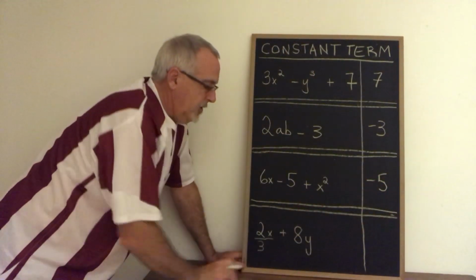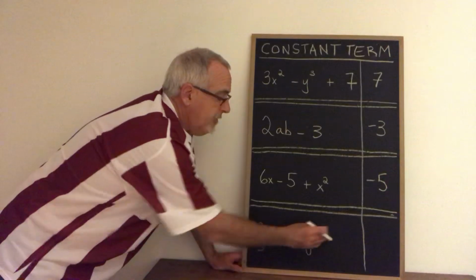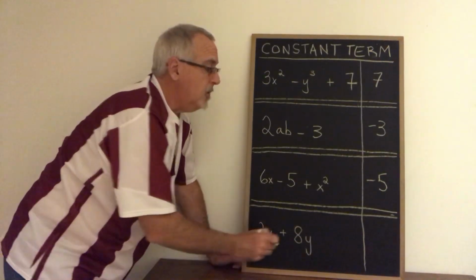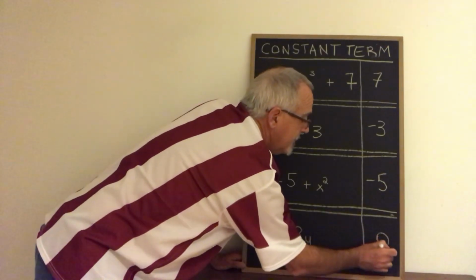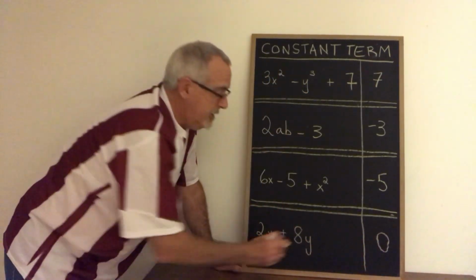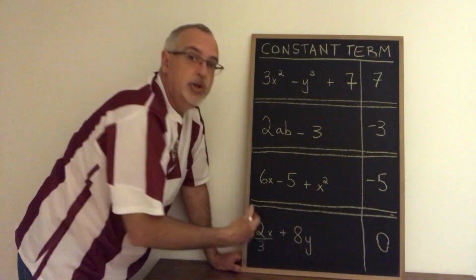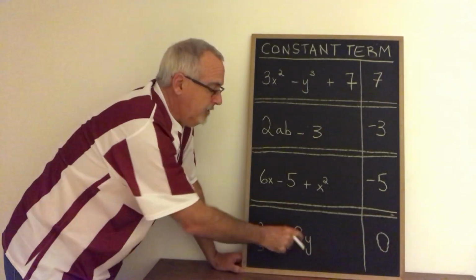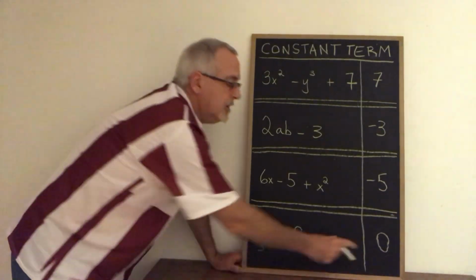And then we get this one, 2/3 x plus 8y. I can't find a term that has no variables, so the constant term is 0. If I wanted, I could write plus 0 here and show it, but normally people don't do that. You see this and you realize all of the terms you see have variables. That means the constant term is 0.